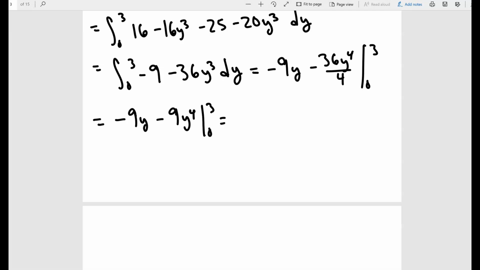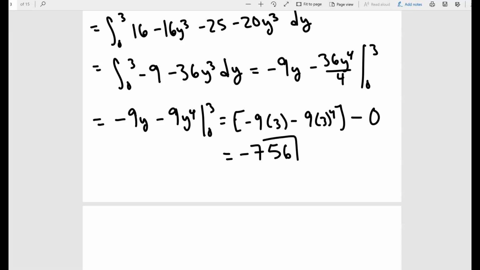Plug in the 3. So I'm going to have -9 times 3 minus 9 times 3 to the 4th, minus, and then when I plug in 0, I'm just going to get a big fat 0. And what I get is -756 as my answer.